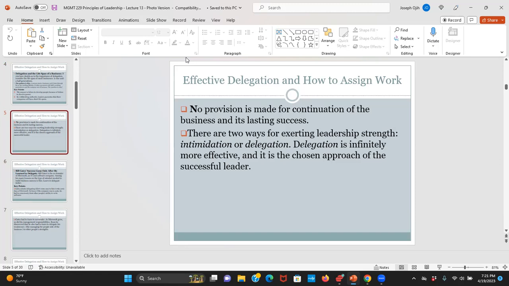when a business leader is not able to find a successor or groom a successor, that means the business has no lifespan. It's a matter of time.